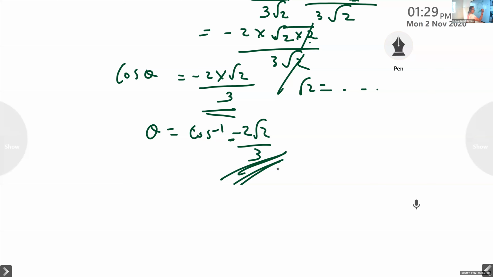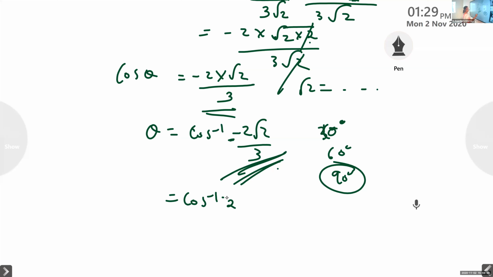But if I mention that the angle is going to be 30 degree, 60 degree, 90 degree, then you should know the values of all this. Cos 30, yes? 1.414. Okay. So can you just do it, children?